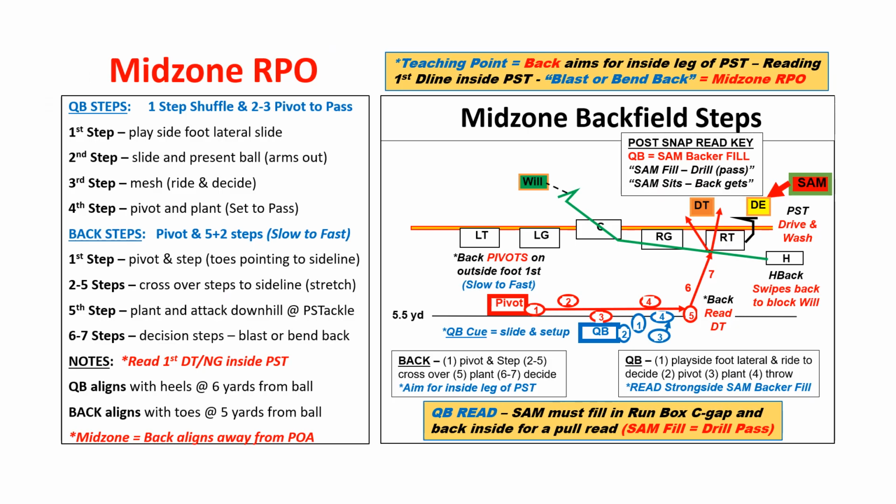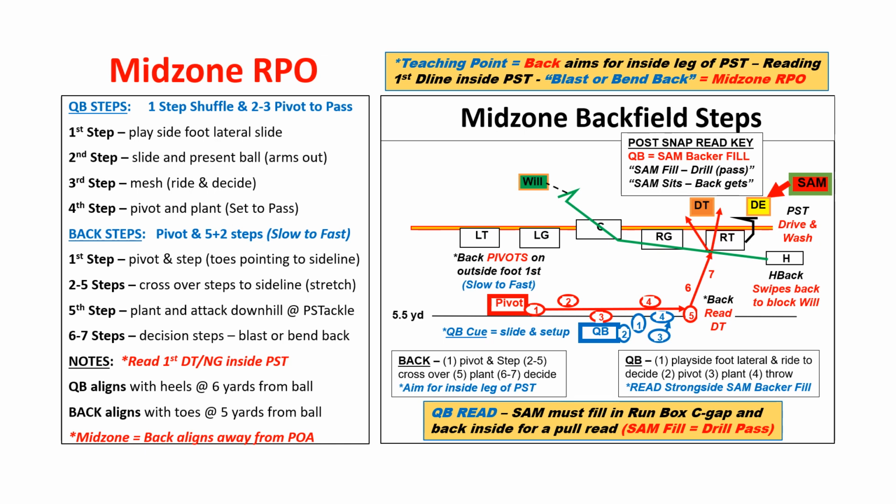Our mid-zone RPO steps are the same as our stretch wide zone RPO. He's going to take the 5 steps straight down the sideline. Quarterback will take one 6-inch slide step laterally, then pivot. The difference here now is the point of attack for the back being the inside leg of the tackle, the play side tackle, and then he's going to read the first down lineman inside that play side tackle. In this diagram, it would be a defensive tackle in a 3 technique.